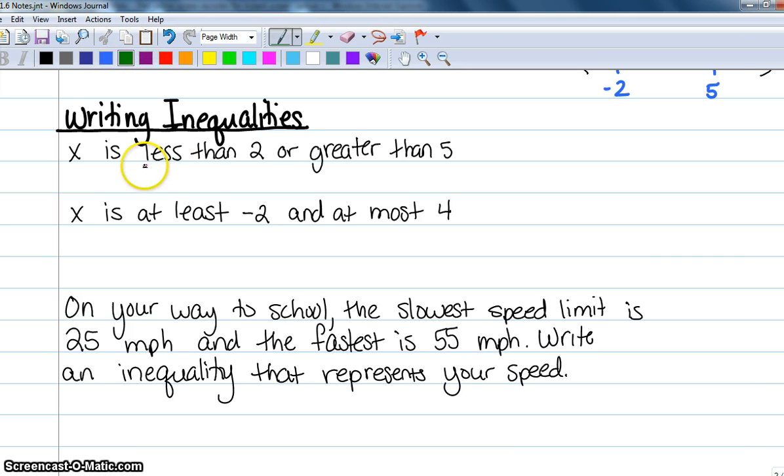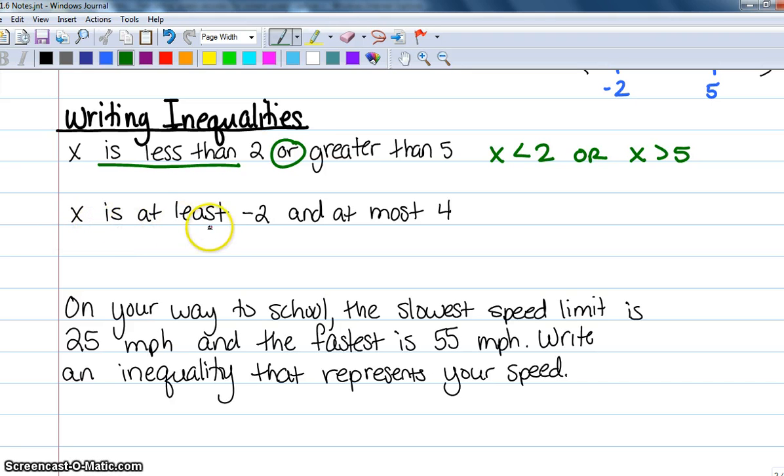Next, we are going to go on to writing. And writing is all about reading carefully. Is less than. That means x is less than 2. And then our keyword of or, greater than 5. So then x is greater than 5. Make sure that you write x twice because it is 2 mini inequalities.